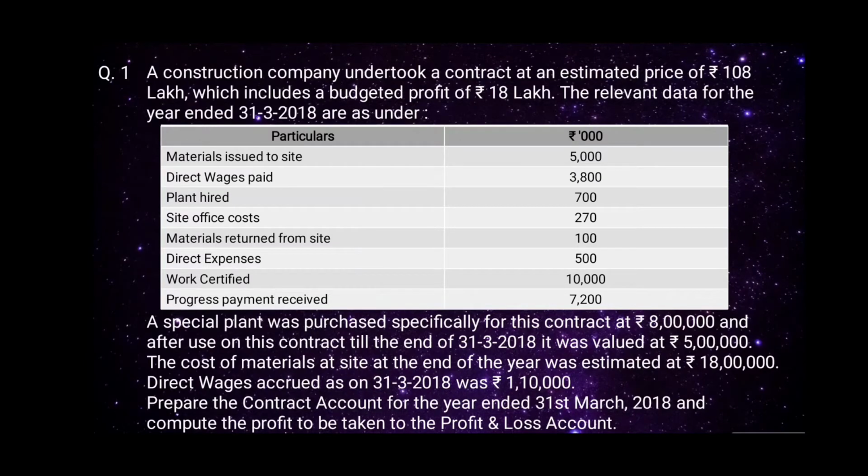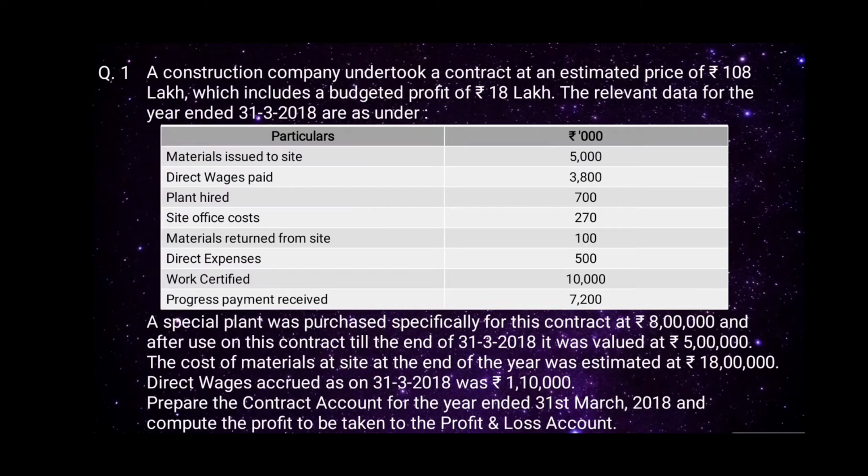A construction company undertook the contract at an estimated price of 108 lakh, which includes a budgeted profit of rupees 18 lakh. The relevant data for the year ended 31st March 2018 are as under. So in the given table, the expenses are given for the contract.